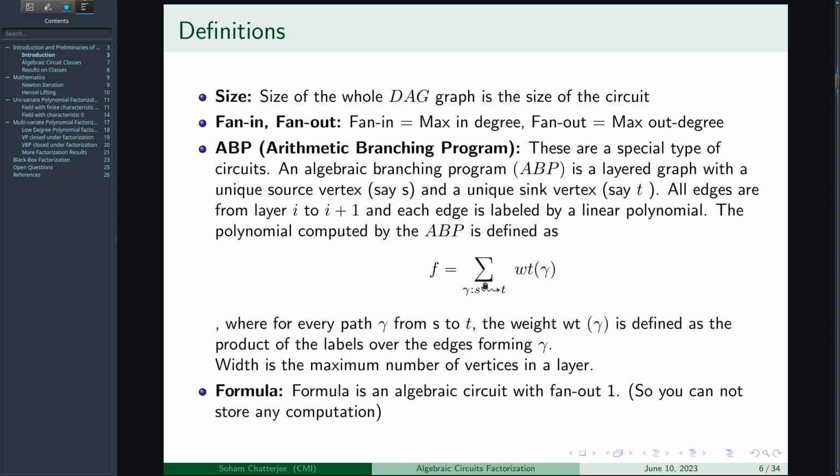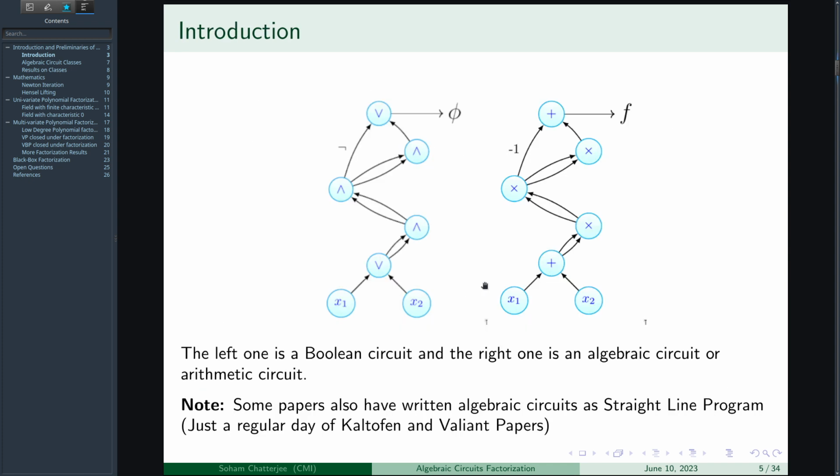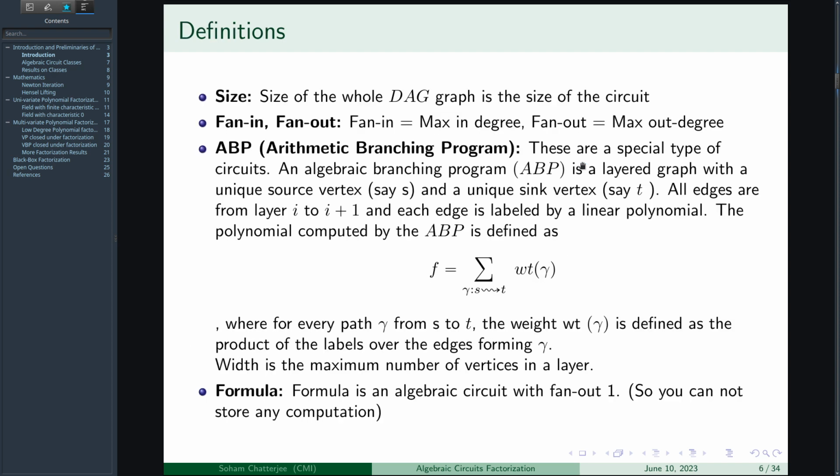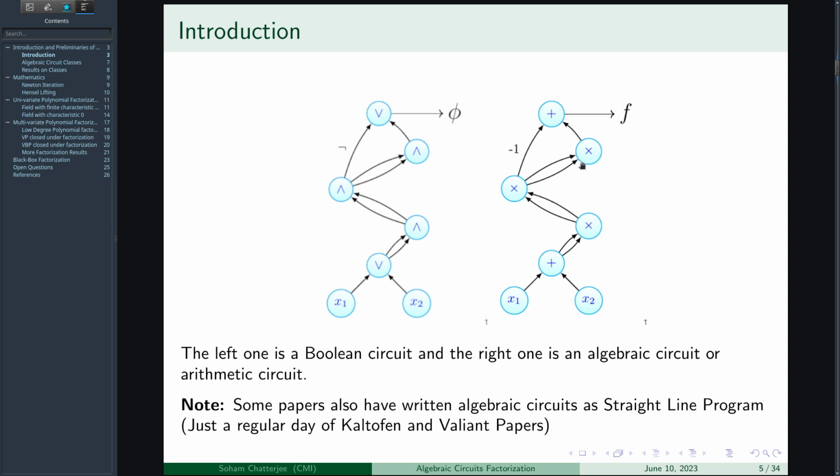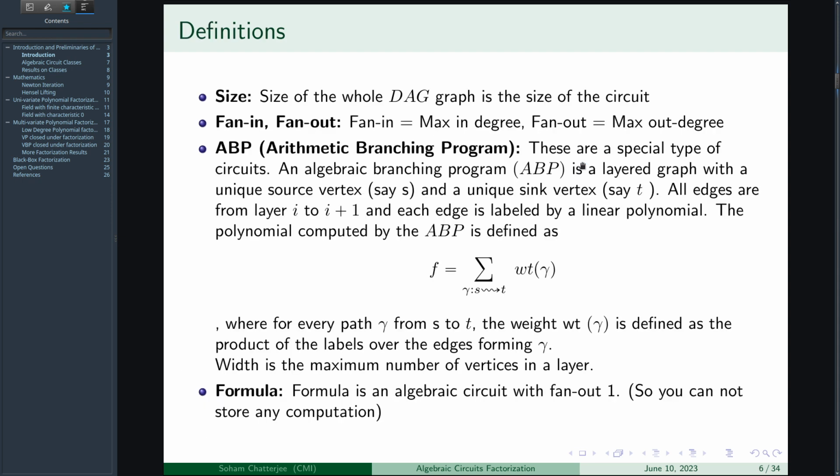Now, before we go into much detail, we will mention some definitions. The size of a DAG, or size of a circuit, is basically the number of all nodes, or the number of all edges. Sometimes we think of the number of all nodes plus the number of edges, which actually gives a more meaningful definition. But it depends; not much changes, but still. Now, fan-in and fan-out are basically in-degree and out-degree, nothing much.